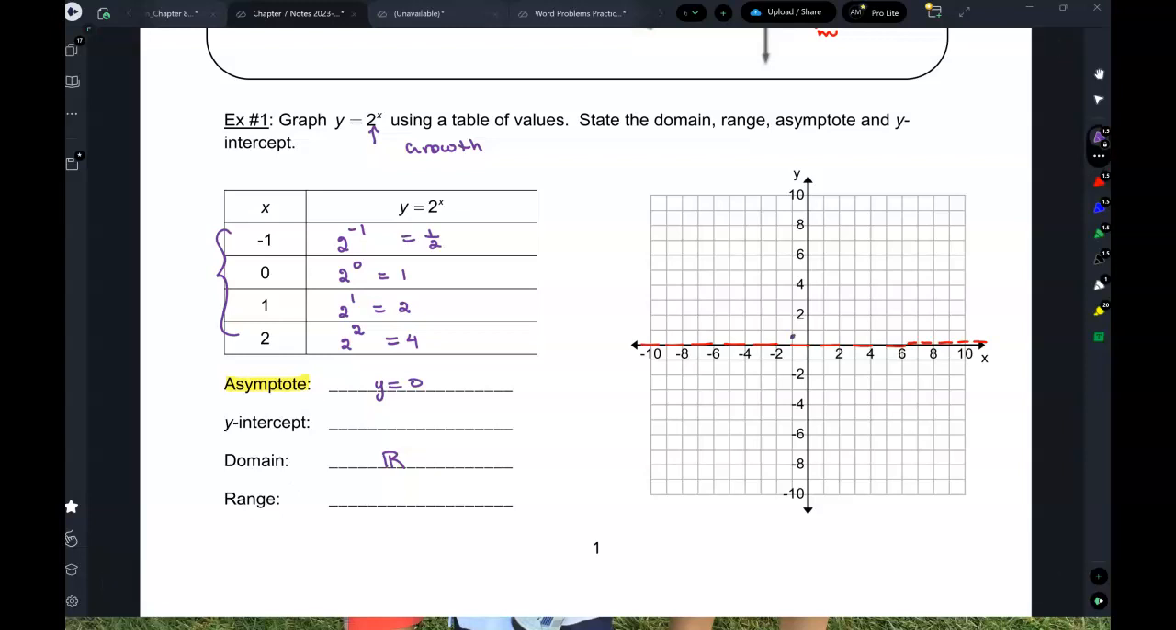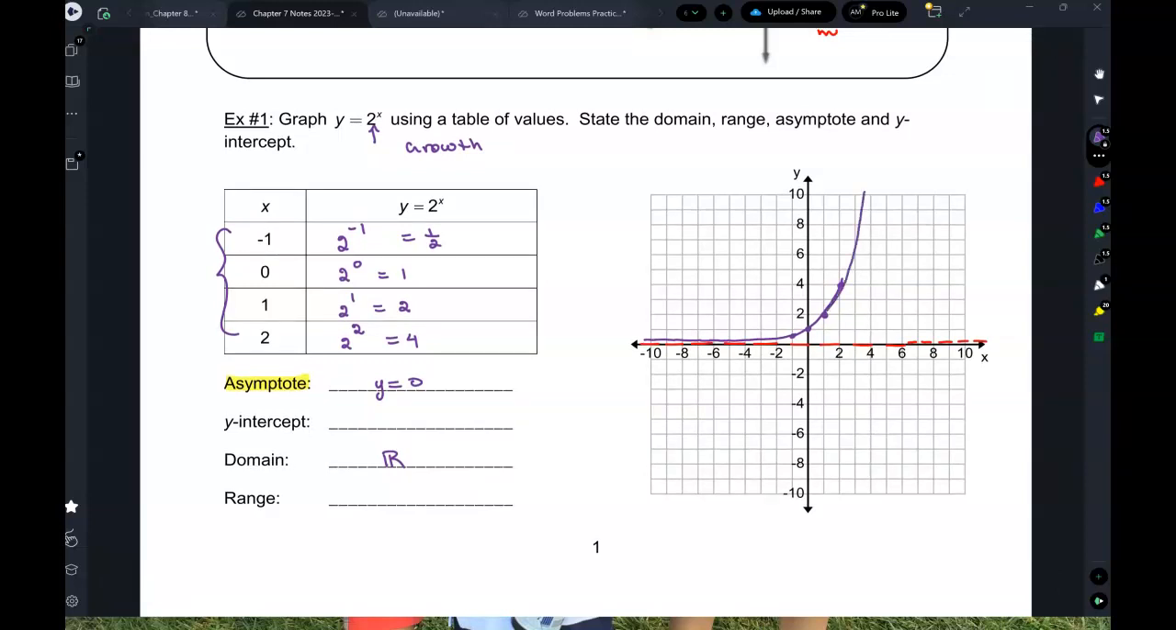Okay, let's put in these points. X is -1, y is 1/2. X is 0, y is 1. X is 1, y is 2. X is 2, y is 4. Now, let's connect. Okay, this is not a good graph because this is connect the dots like you were in kindergarten. You have to show me that on this side it follows the asymptote without touching it. It just comes really close. And you have to show me that this goes really high up.